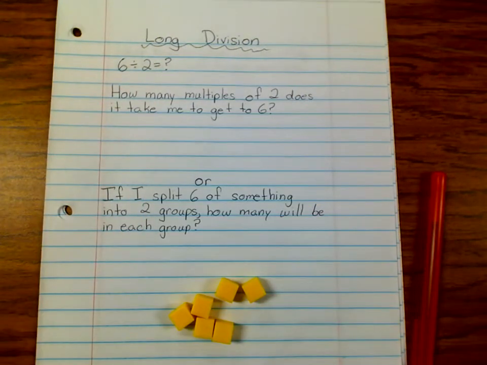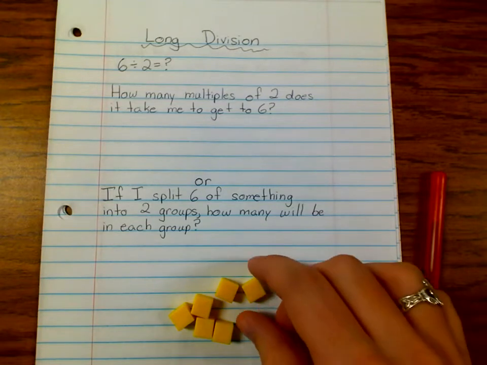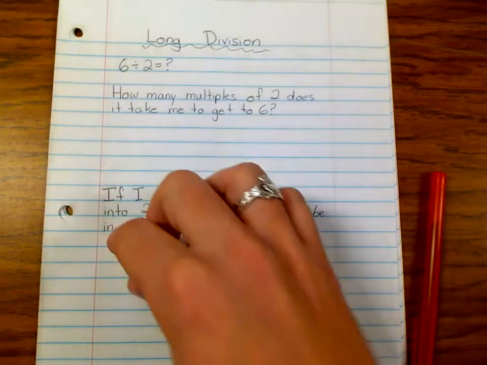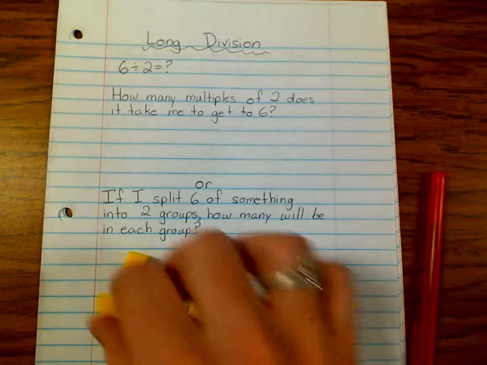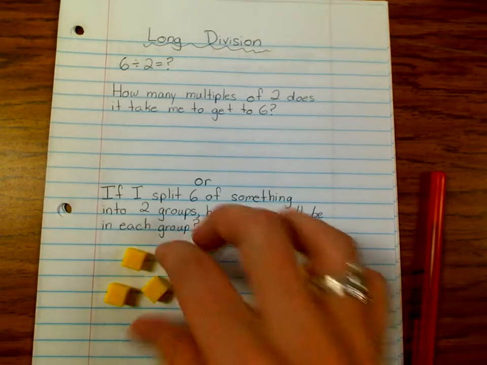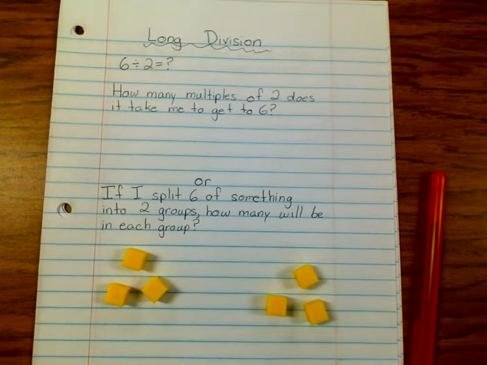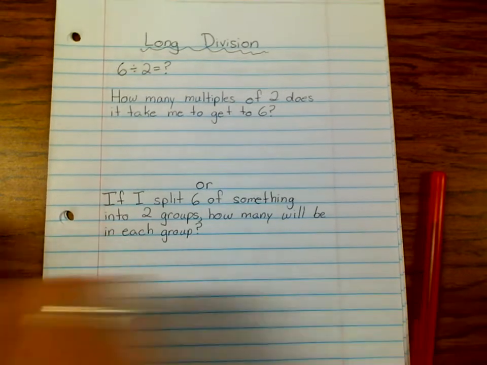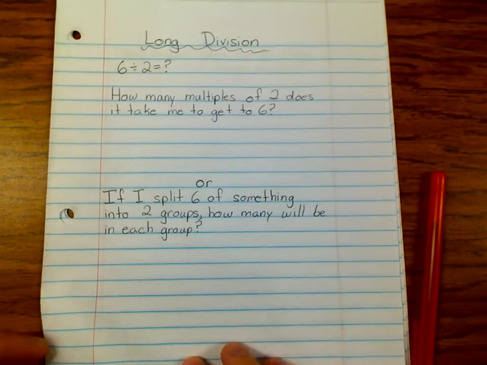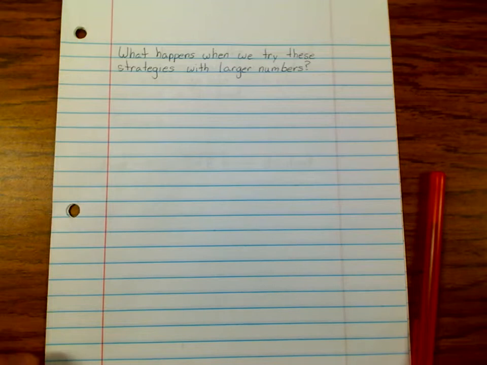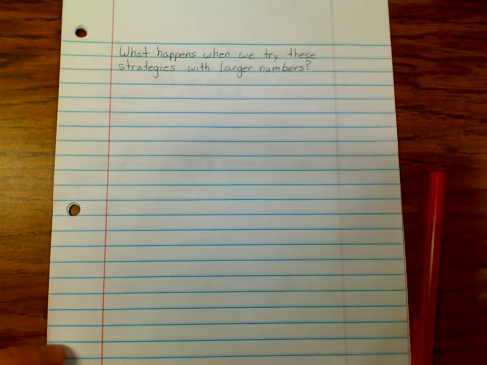If I split 6 of something into 2 groups, how many will be in each group? Now this is just like when you're passing out cards to somebody, you just do it one at a time by going 1, 2, 1, 2, 1, 2. And it's pretty easy that way as well. We can see that we have 3 in one group. In other words, 6 divided by 2 is equal to 3. Well, that's all good enough for smaller numbers, but what happens when we try these strategies with larger numbers?